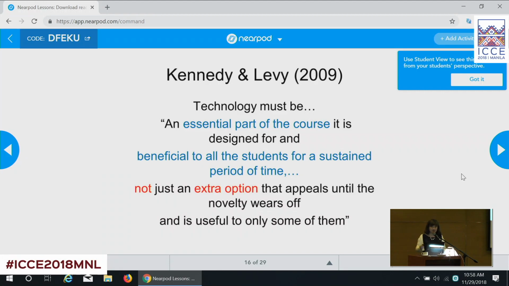Here, I would like to conclude this stage by quoting a conclusion made by Kennedy and Levy. Technology must be an essential part of the course it is designed for. So it echoes my argument. And it should be beneficial to all the students for a sustained period of time, and not just an extra option that appears until novelty effects wear off and is only useful for some of the students.